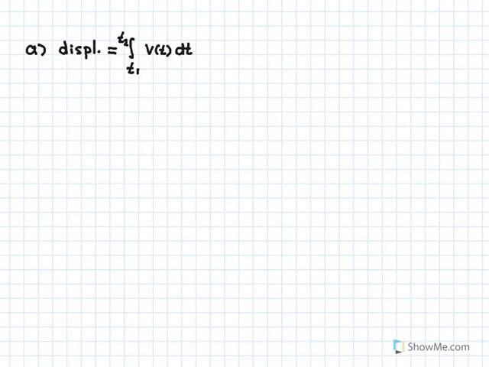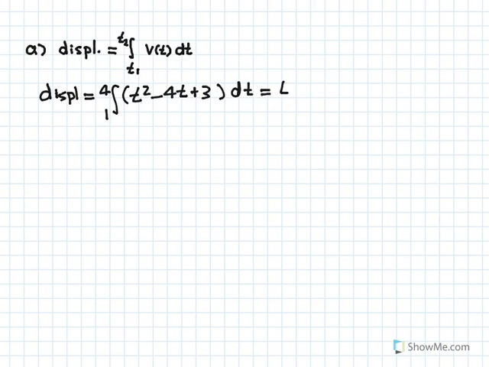All right, let's look at part A. So the displacement is the integral from t1 to t2 of v of t dt. Displacement is equal to the integral from 1 to 4 of t squared minus 4t plus 3 dt. Let's integrate term by term. Integral of t squared is t cubed over 3. Integral of 4t is 4t squared divided by 2, reversing the power rule here. And the antiderivative of 3 will be 3t, evaluated from 1 to 4.